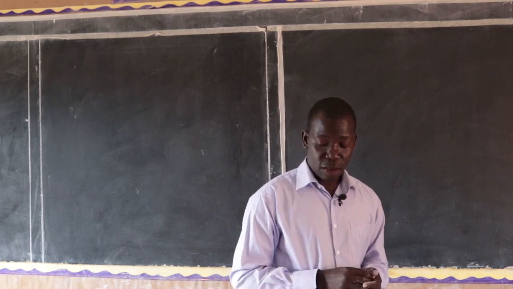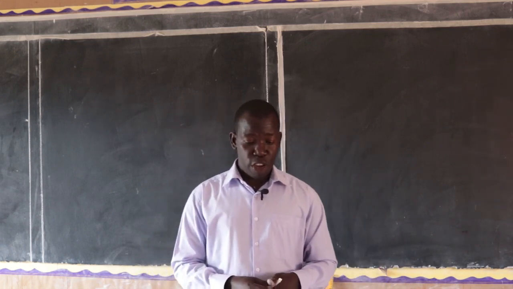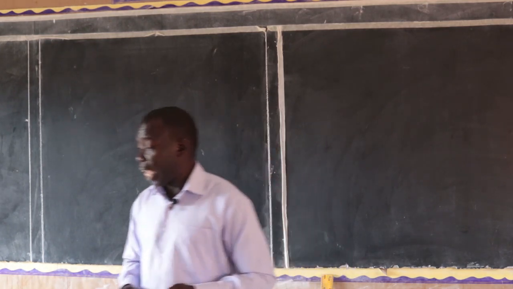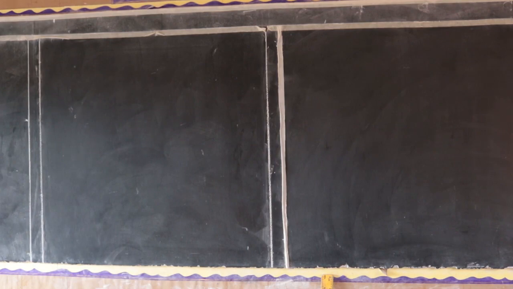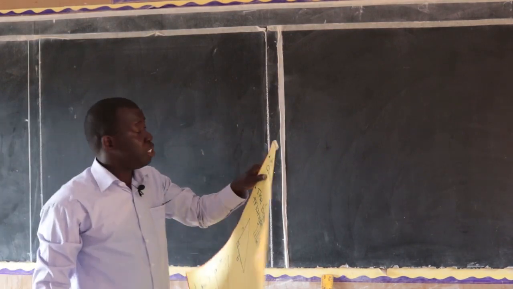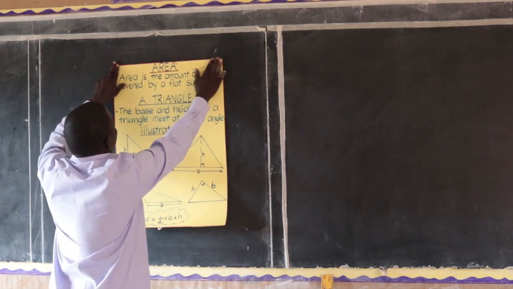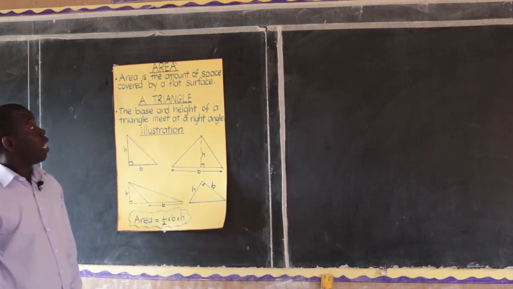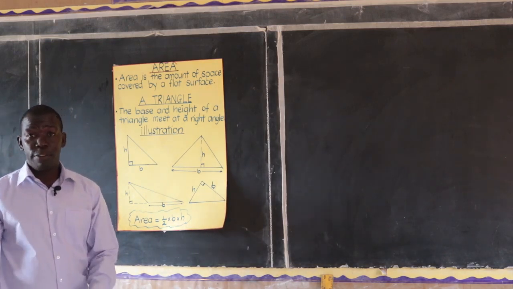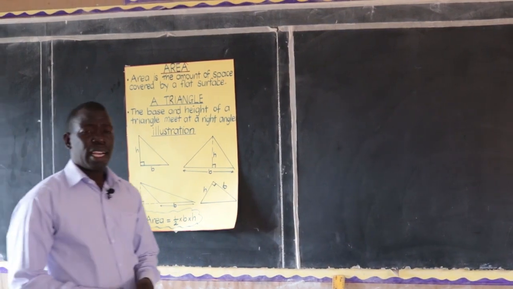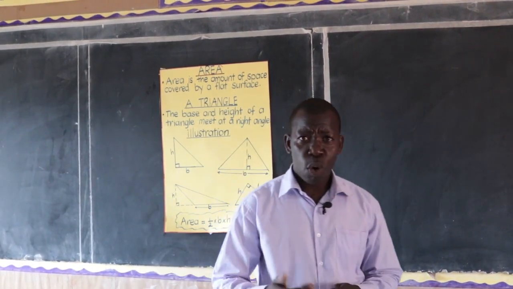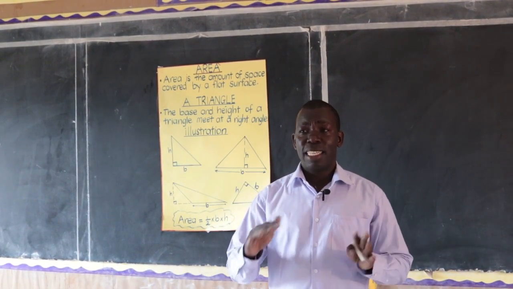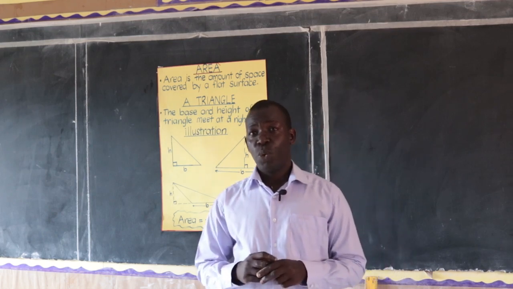Before we go to a triangle in detail, let us look at what we call area. By definition, area is the amount of space covered by a flat surface. Now, area originates from covering a particular region with square tiles.